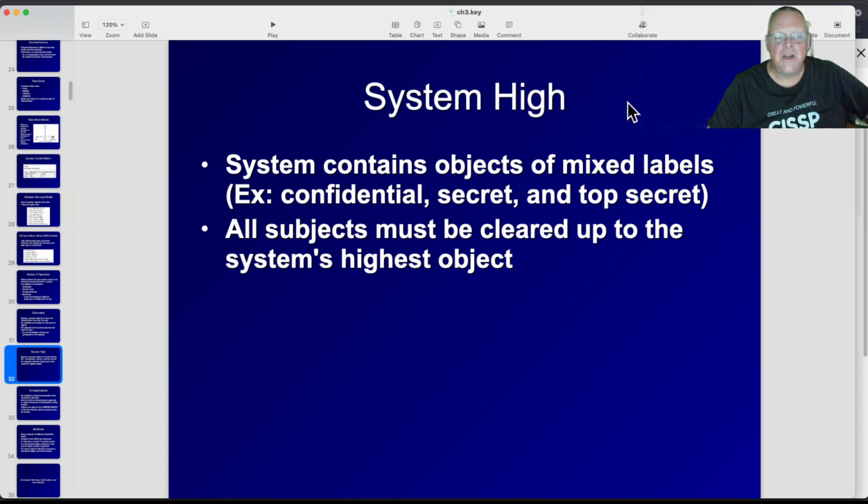So system high is another one. The system contains objects of mixed labels, but all subjects must be cleared up to the highest object. So you don't expect the system to restrict information from users that aren't cleared. You simply don't let them in that locked room unless they're cleared. And then they can see all the data on that machine.